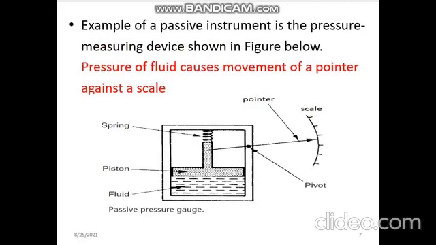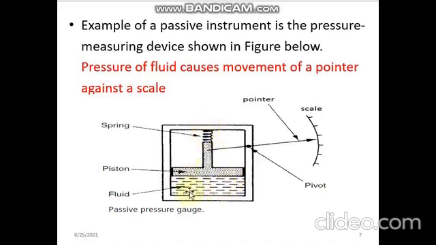An example of a passive measurement instrument is the pressure measuring device shown here. If you look at this one, I have a container in which I have a fluid, and this is my piston, which is blocking the fluid, and here I have a spring.